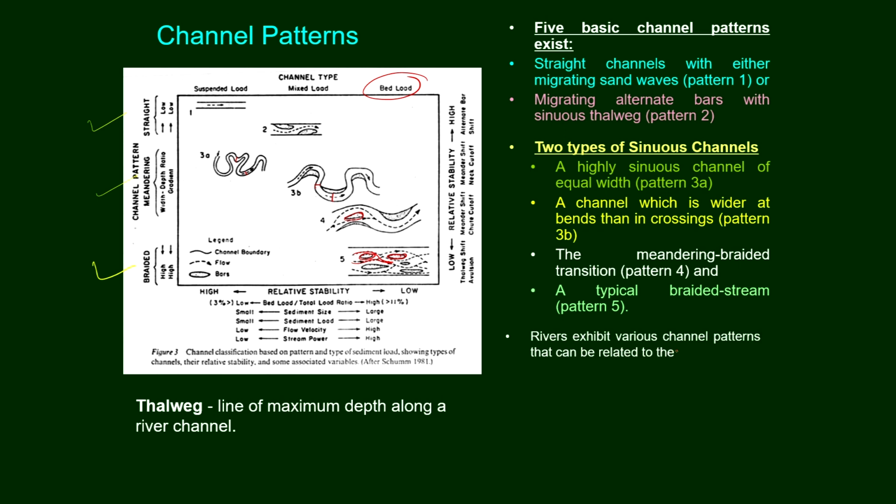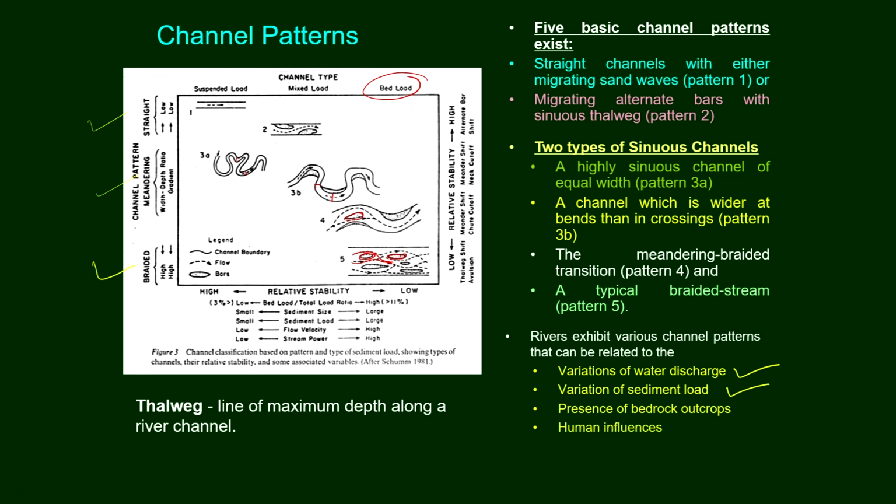So, rivers exhibit various channel patterns that can be related to, one, variation in the water discharge. This is what we were talking about, that depending on the climatic fluctuations, you will have different discharge here. Another is variation in the sediment load, and the presence of the bedrock, because if you are having the channel in the bedrock area, then you definitely have to be careful about that.